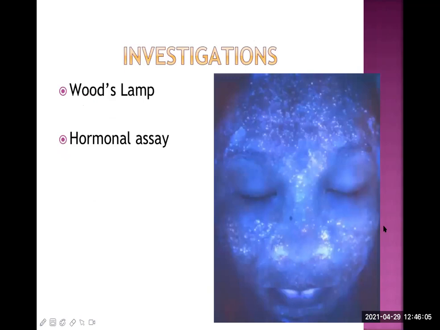Now, this is a clinical diagnosis. So we can go for certain investigation. One of them is Wood's lamp examination. It has been discussed before also. And another is hormonal assay we can go for.